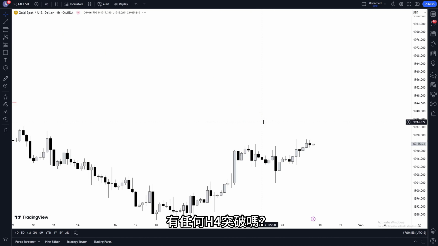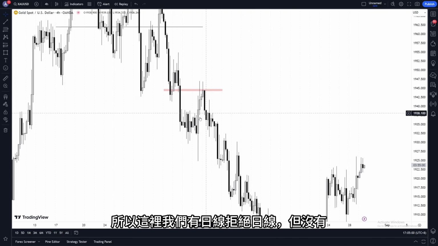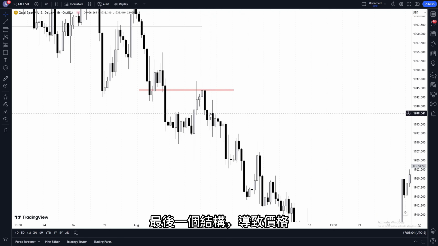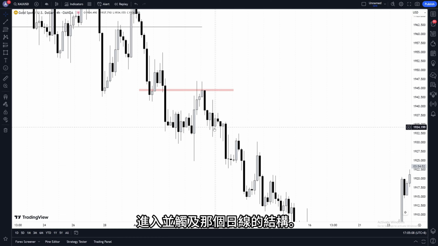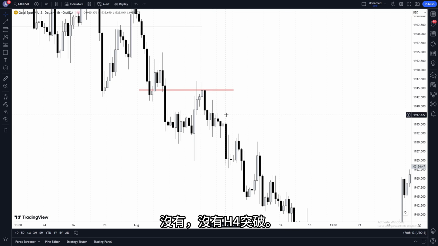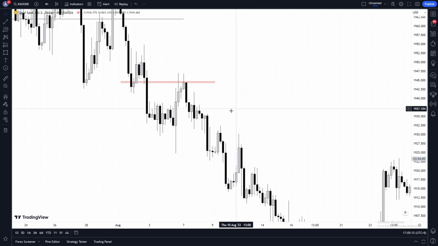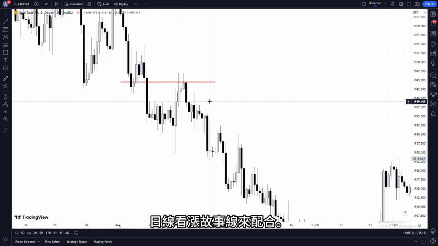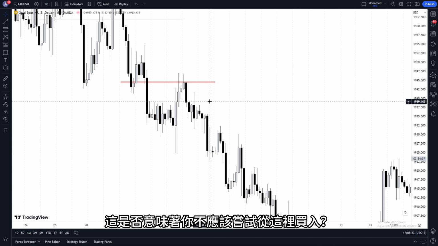Daily reject daily. Was there any H4 breakout? So here we had the daily reject daily, but no H4. See, this would be the buy sell, the last structure that caused price to come inside and tap into that daily. Was there any H4 breakout? No, there was no H4 breakout. So we ignore this. Why? Because we have a daily support, yes, but there's no daily bullish storyline to go with it.